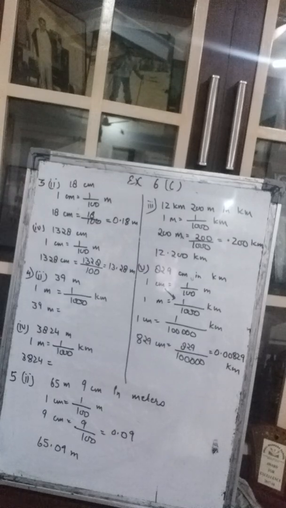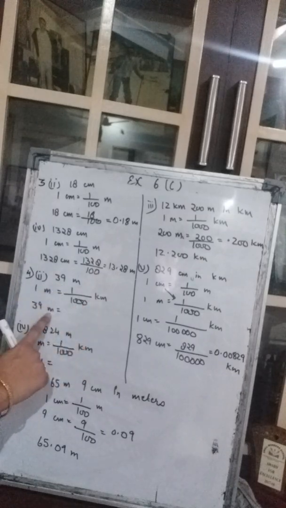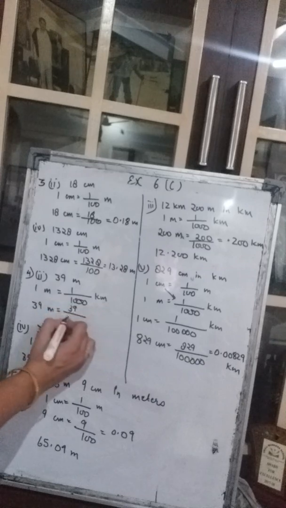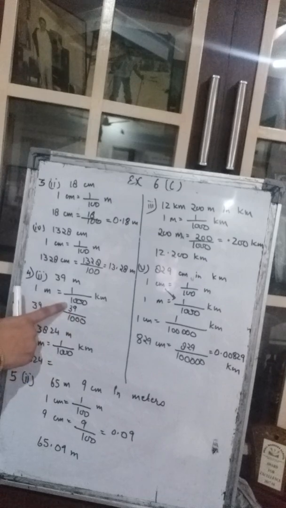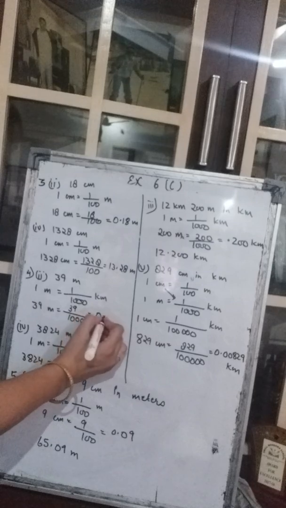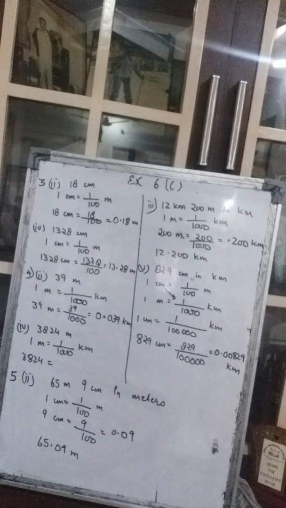Now we come to the fourth question. Fourth question says we have to express as kilometer. Now we have to convert this into the kilometer using the decimals. Okay, let's do the second part here. Second part says it is 39 meter. Now 1 meter is equal to 1 upon 1000 kilometer. Okay, so 39 meter will be equal to 39 upon 1000. Count the number of zeros. 3 zeros are there. How many digits are there? 2 only. So we have to add one more zero here. So it will be equal to 0.039 kilometer. Is that clear?